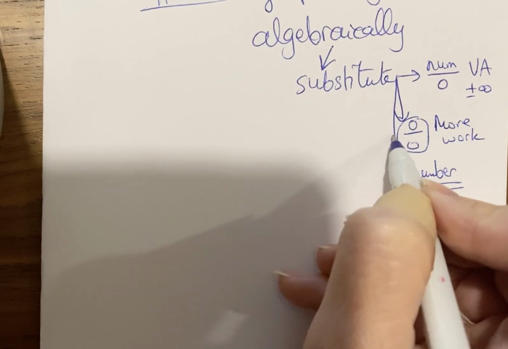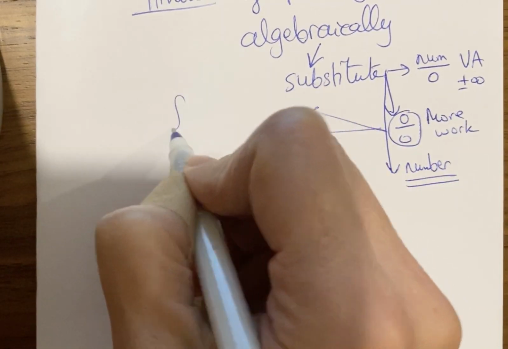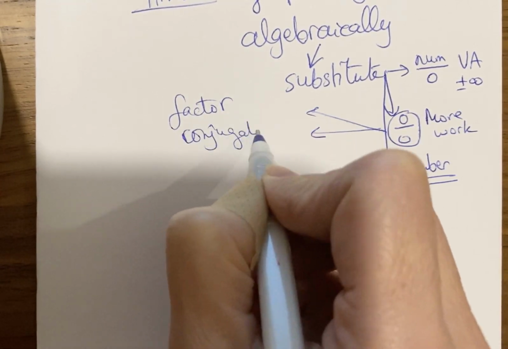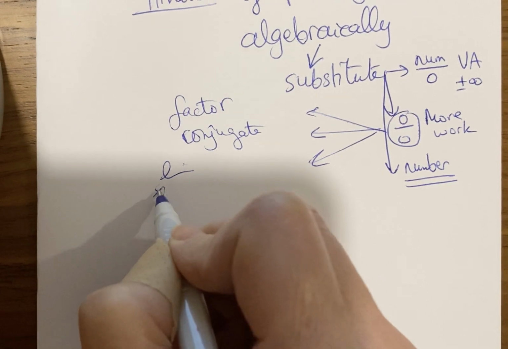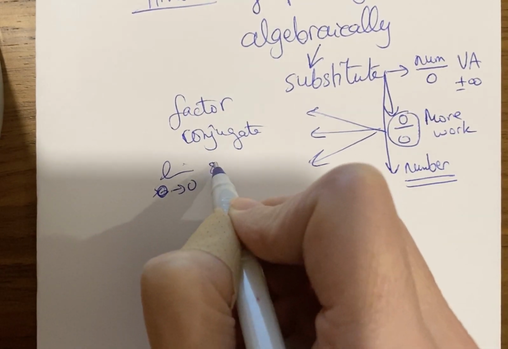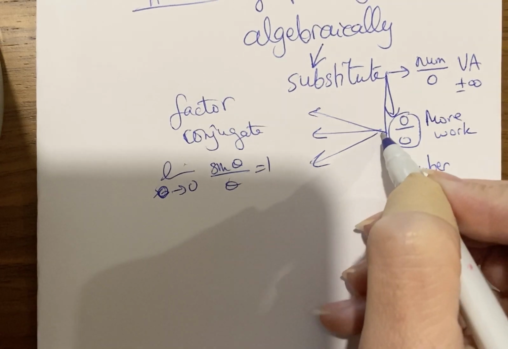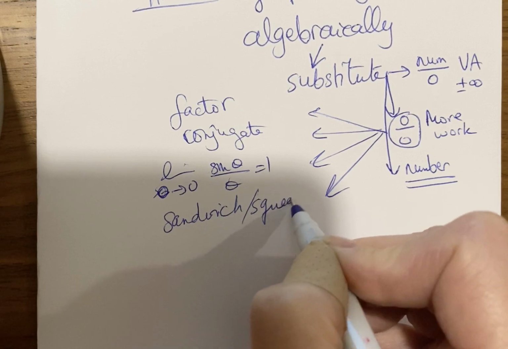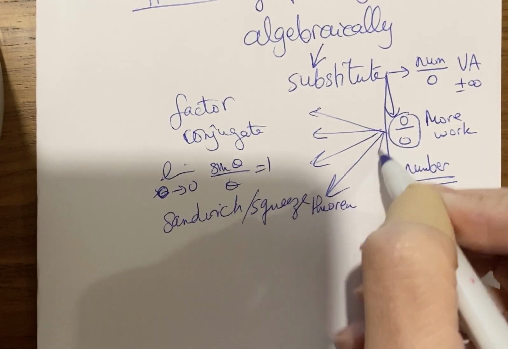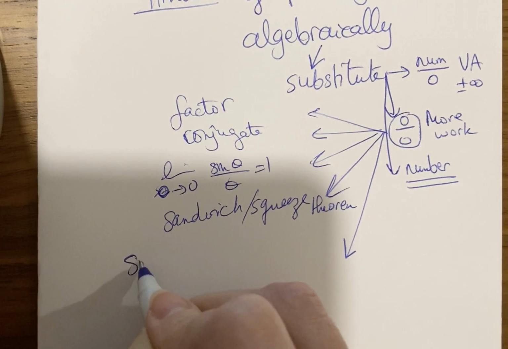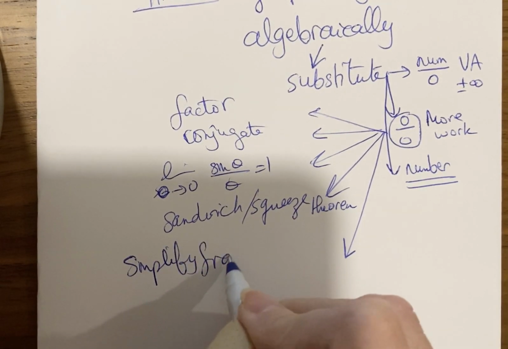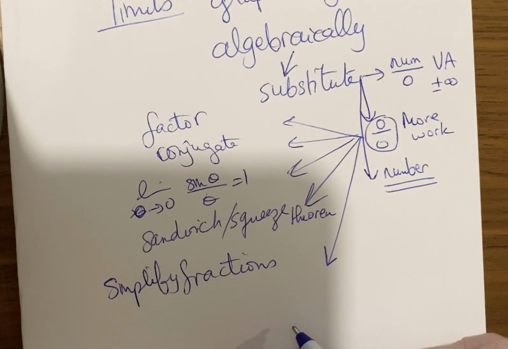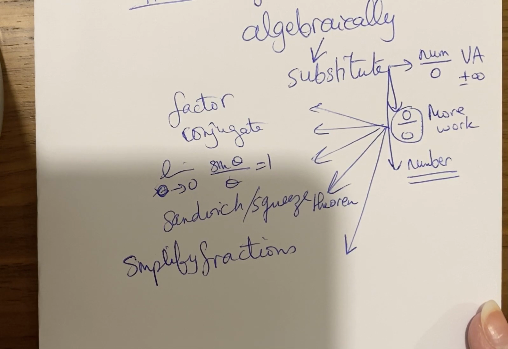Now for the more work, we have learned so many ideas. We have learned how to factor. We have learned how to multiply by the conjugate. We have learned the special limit, the limit as theta approaches 0 of sine theta over theta is equal to 1. We have learned the sandwich or the squeeze theorem. We have learned how to simplify fractions and take common denominator and all of these things. So these all we have applied in order to find limits.